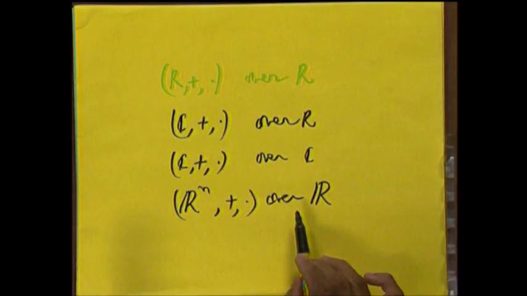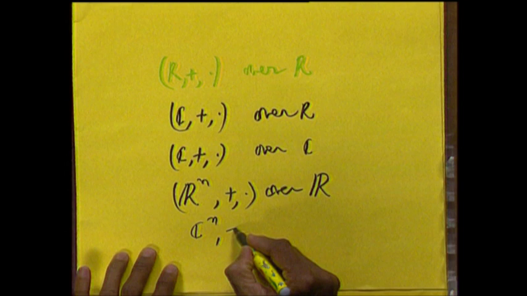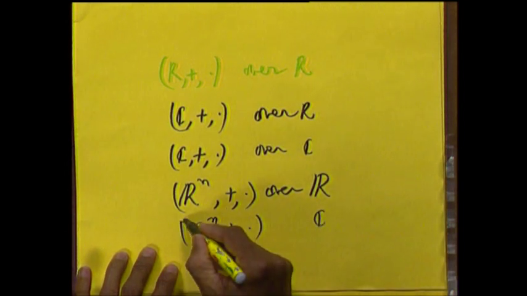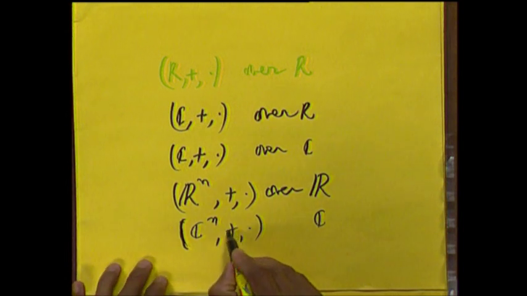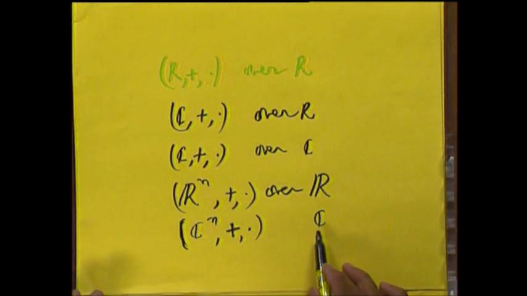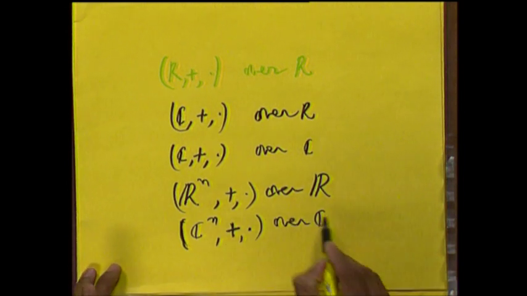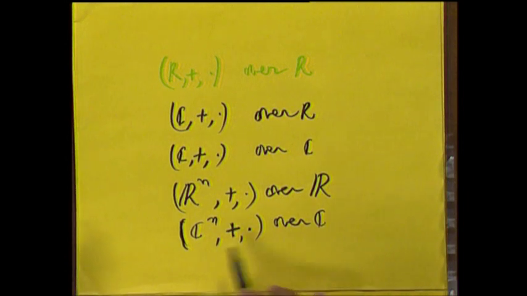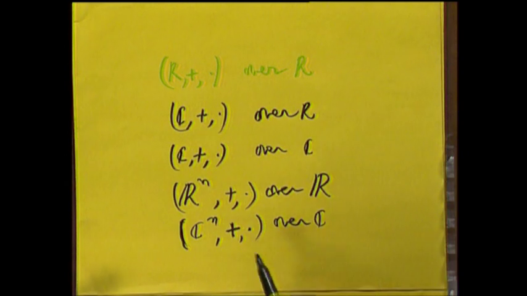Well, so in general Rn, plus, dot is a vector space over real numbers, and if you look at the Cartesian product of C taken n times, that is C cross C cross C, n times, under the usual addition and scalar multiplication you can see that Cn, plus, dot is a vector space over the field of complex numbers. Here addition is component wise addition and scalar multiplication is component wise, and now we can talk about something which is not a vector space.